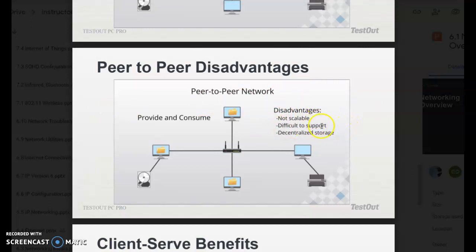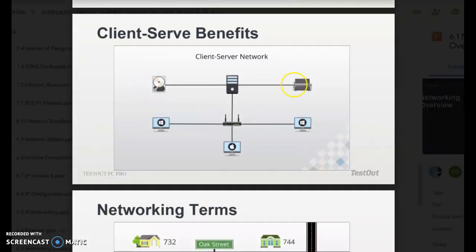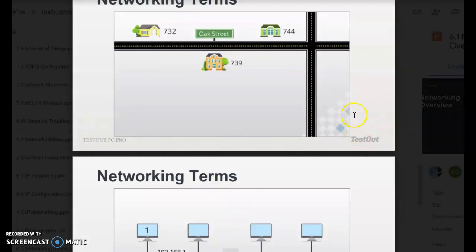The disadvantage is you cannot scale it. When it has an error, you have to find the error, and it's really hard to support all the users. The client-server benefit is we have a server, like a school network, and the server manages everyone, and everyone uses that server to connect to the resources.